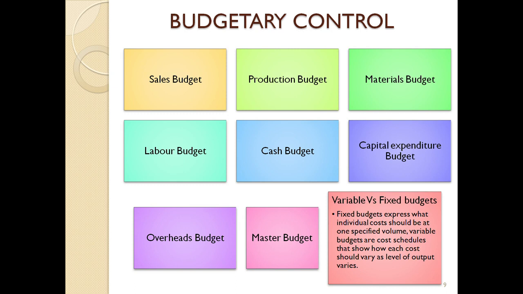Then similarly we have the labor budget. How many labor hours will be required to produce a particular product? Again, this will come from the production budget.